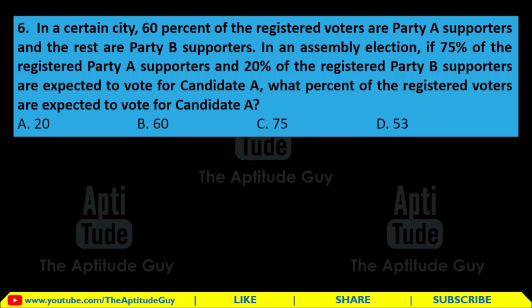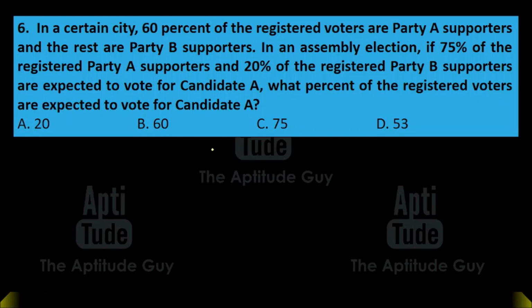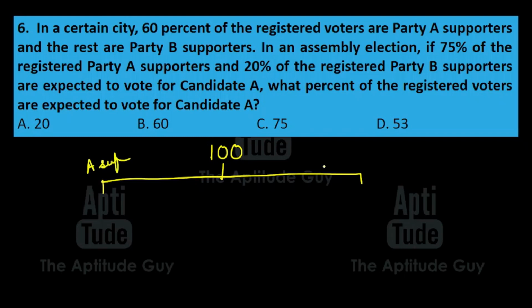Alright, let's do it. In a certain city, 60% of the registered voters are Party A supporters. Let's assume that the total number of registered voters is 100. Now what happens to this 100? There are two types of voters over here. We have A supporters and we have B supporters. How many A supporters do we have? We have 60% and the remaining 40% are B supporters.